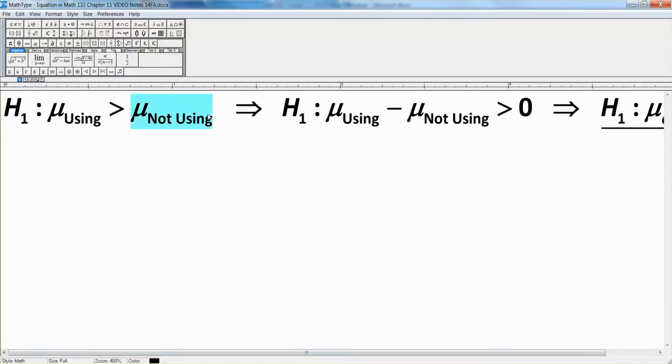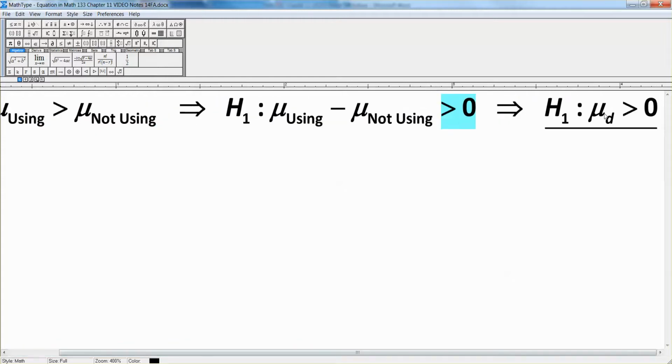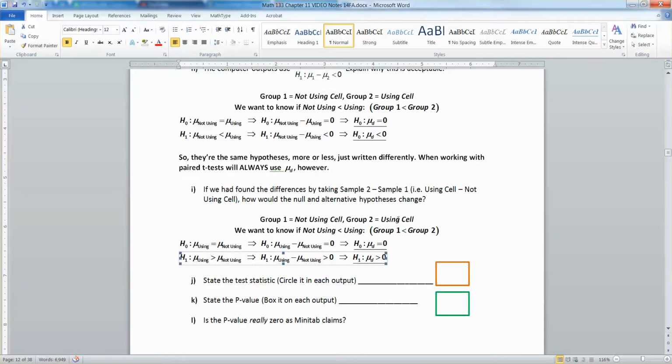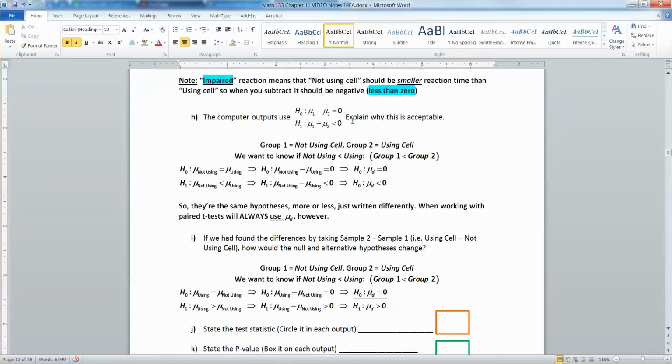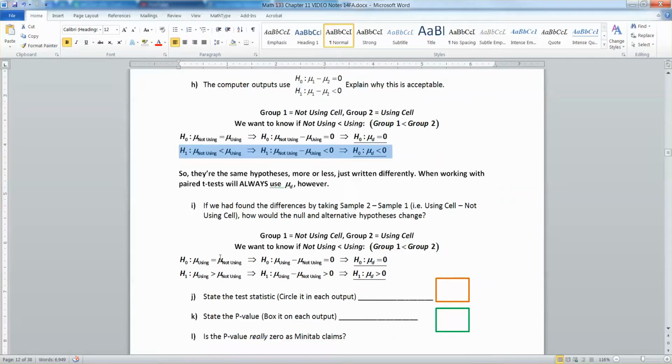See, we think that the not using should be the smaller of the two groups. We think that when you're not using your cell phone, you will have less time it takes to react, right? So we think that the using reaction time will be greater than the not using reaction time. So when you subtract using minus not using, you think it will be greater than 0, which means mu d is greater than 0. In other words, it reversed the sign. Group 1 minus group 2, like we did up here, made it less than 0. Group 2 minus group 1 makes it more than 0.